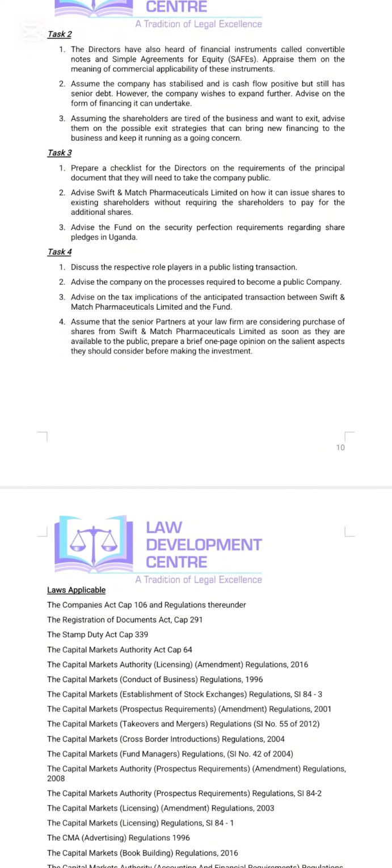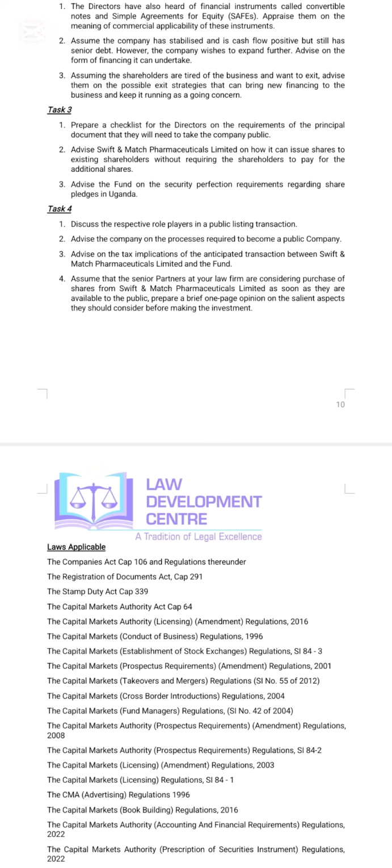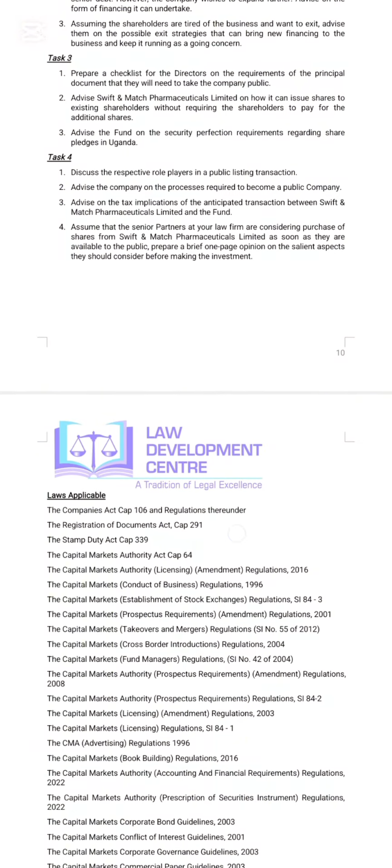Then when we look at task 4, discuss the respective role players in a public listing transaction. In public listing, we have of course the Uganda Securities Exchange, we have the role of shareholders, we have regulators, directors, accountants, and auditors. Both of them have a role to play when we are dealing with public listing.